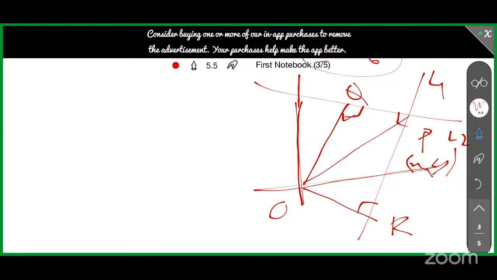So now you're getting two right angle triangles, OQP and OPR. Yes or no? Yes, sir. Now using this, find out the locus of P. Let us see.